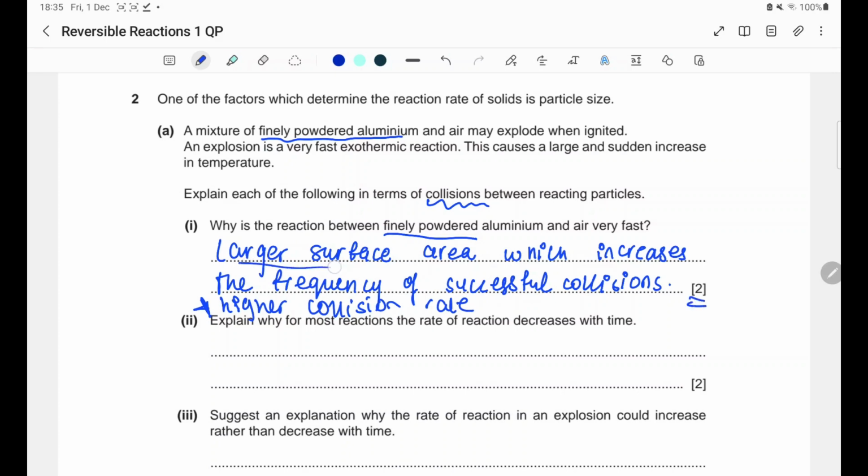2 marks. You say larger surface area, 1 mark. Higher collision rate or more successful collisions, collide often. Anything that means the same thing, that's your 2nd mark. Explain why for most reactions the rate of reaction decreases with time. I explained this in the first question, and that's concentration of the reactants decreases.